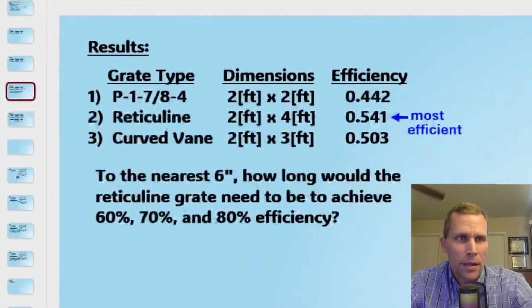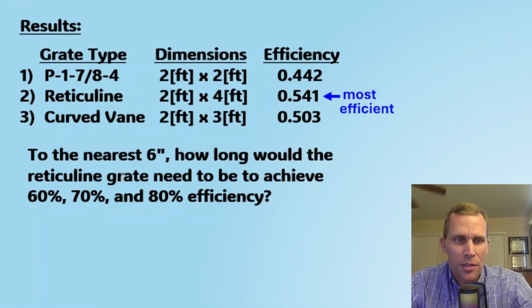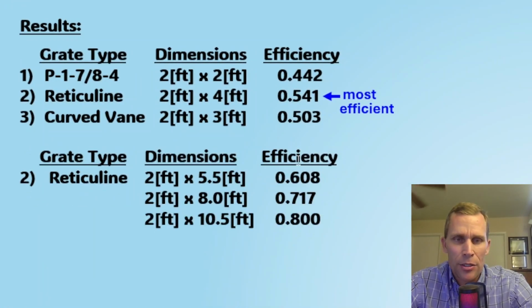Here is that same follow-up question statement. And then my last slide here shows the results to that follow-up question, where we have the reticuline grate, and the lengths that achieve 60%, 70%, and 80% are right here: 5.5 foot length, 8 foot length, and 10.5 foot length.